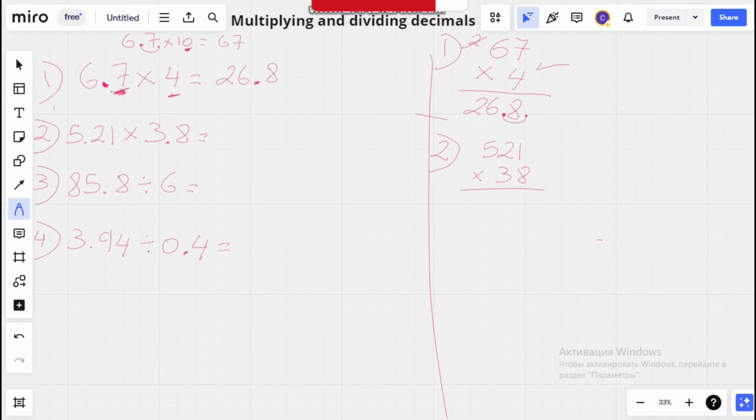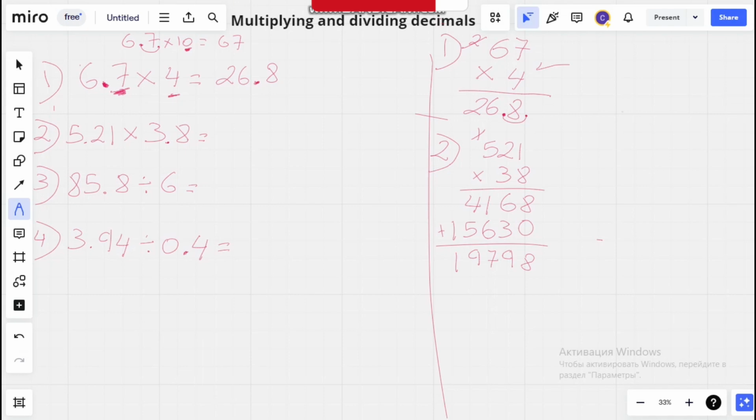8 times 1 is 8. 8 times 2, 16. Carry the 1. 8 times 5 is 40, plus 1 is 41. Then you do the second number. First you add the 0. 3 times 1 is 3. 3 times 2 is 6. 3 times 5 is 15. You add them together. You have 8. 6 plus 3 is 9. 6 plus 1 is 7, 4 plus 5 is 9, and bring down the 1.